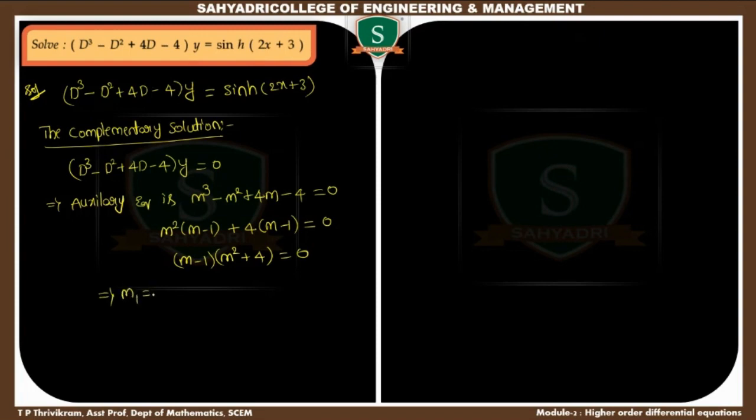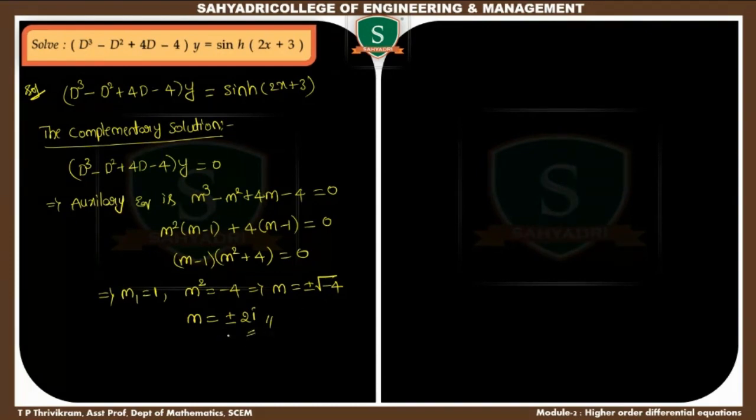So m1 will be equal to 1. Next, m square plus 4: m square is equal to minus 4, which implies m is equal to plus or minus root of minus 4, which is plus or minus 2i. So we got m1 equal to 1 and the remaining m2, m3 are a pair of complex numbers.